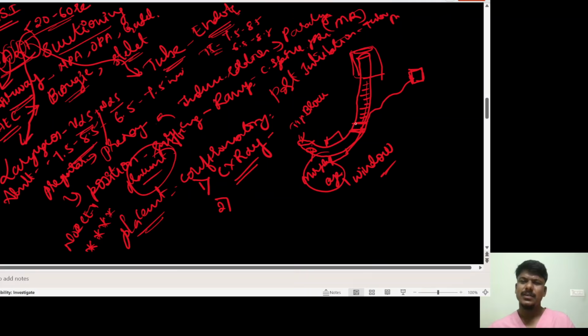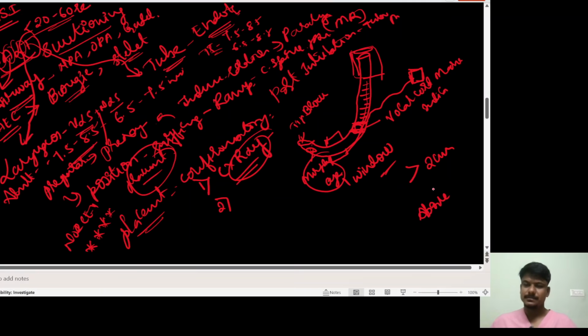So what I told you, the two black margins are the vocal cord marking indicators, and this one is your length indicator. How will you check the tube placement? On X-ray, you will see the vocal cord marking. This must be 2 centimeter above the carina.